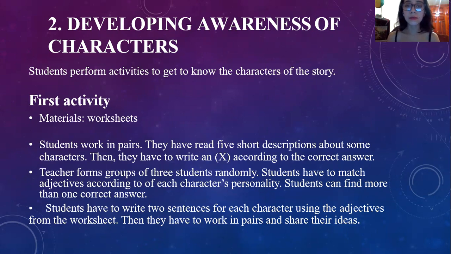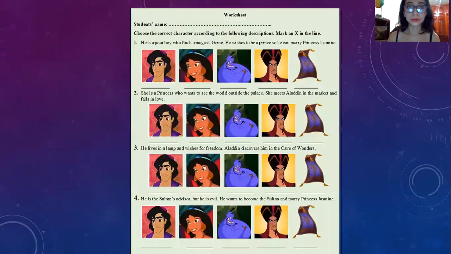Also, the teacher forms groups of 3 students randomly, in which students have to match adjectives according to each character's personality, as you will be able to see in the next slides. So students have to write 2 sentences for each character using the adjectives from the worksheet. They will work in pairs also. Here you have the worksheet that I mentioned. Here you have the description in the first line, and then you will have the pictures, and you have to put the name to mark according to the description.